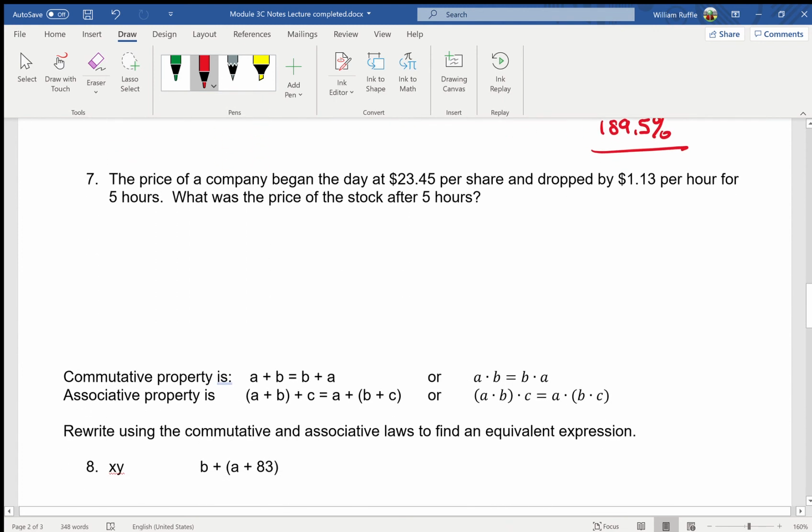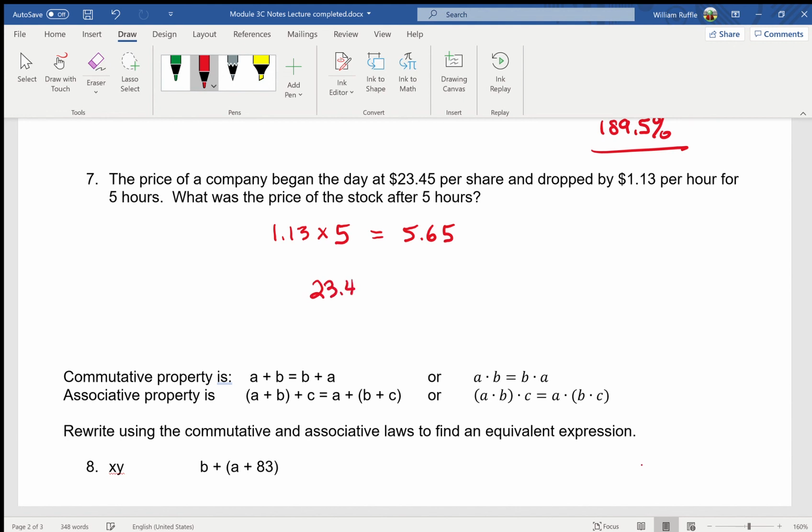The price of a company began the day at $23.45 per share and dropped by $1.13 per hour for 5 hours. What was the price of the stock after 5 hours? Well, if it dropped $1.13 per hour for 5 hours, that would be $1.13 times 5, because that's how much it dropped. Now, multiply that, you get $5.65. So that's how much it dropped. If it started at $23.45, then I would just take away the $5.65, and I would get $17.80. So that was the new stock price after the falling of the stock.